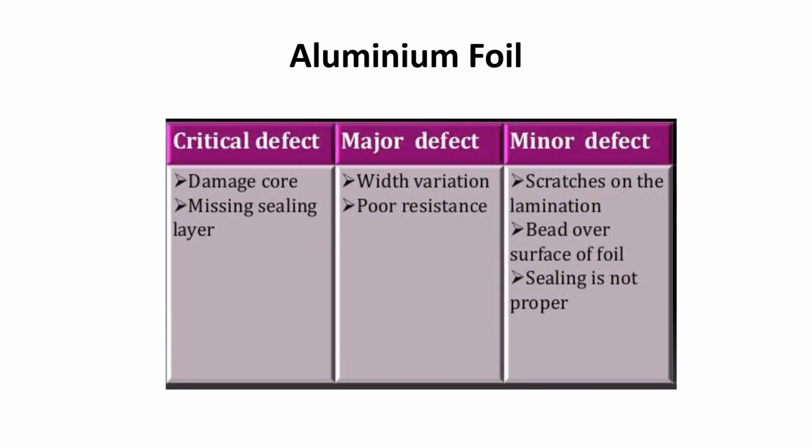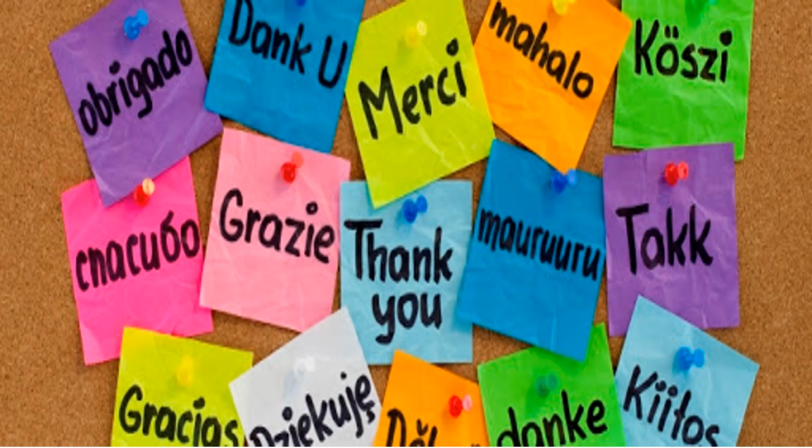Aluminium foil critical defects are missing sealing layers and damaged core. Major defects lie in width variation or poor resistance. Minor defects lie in scratches on the lamination, bread over the surface of the foil, or sealing not properly done.